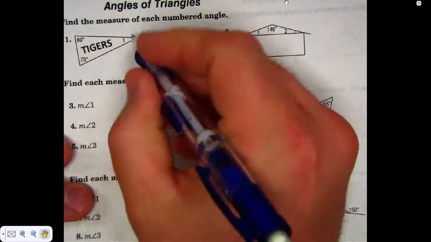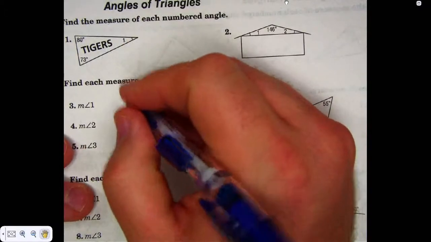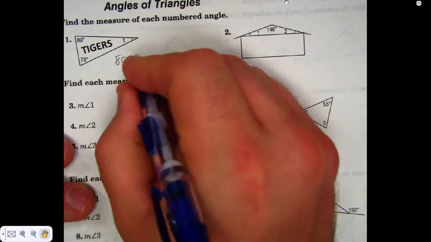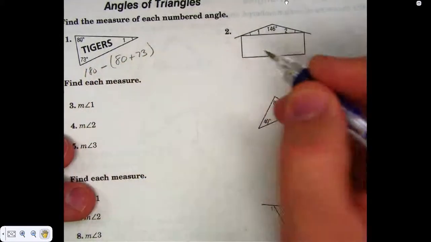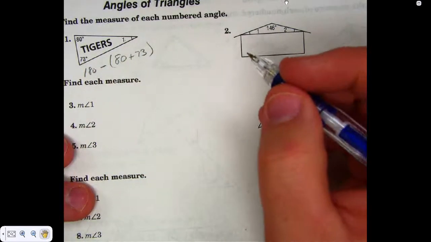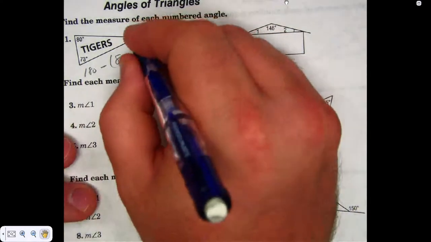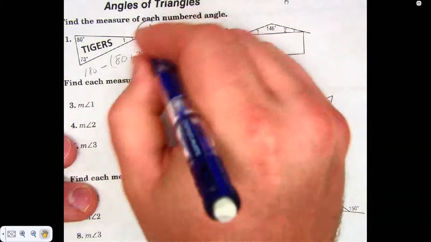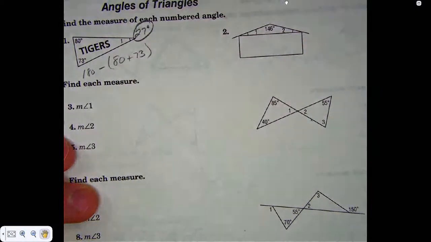So if this one's 80, this was 73, what's left for angle 1 to be? Well, you simply take 80 plus 73, and you take 180 and you subtract that from it, right? So 80 and 73 is 153, which leaves me 27 degrees for angle 1. You guys think you can handle that?